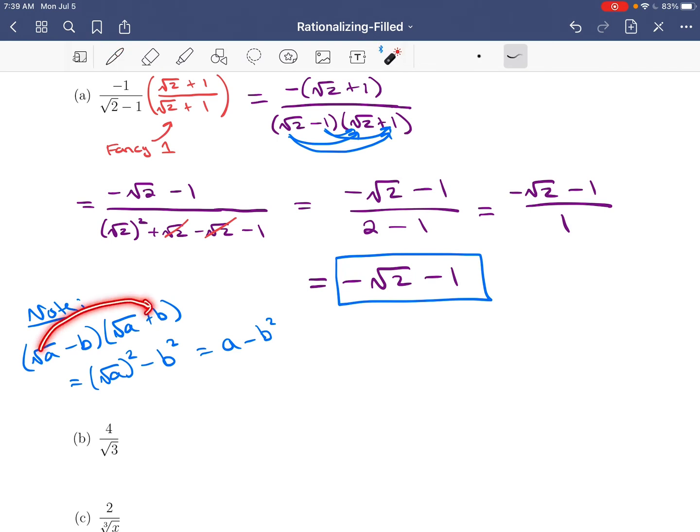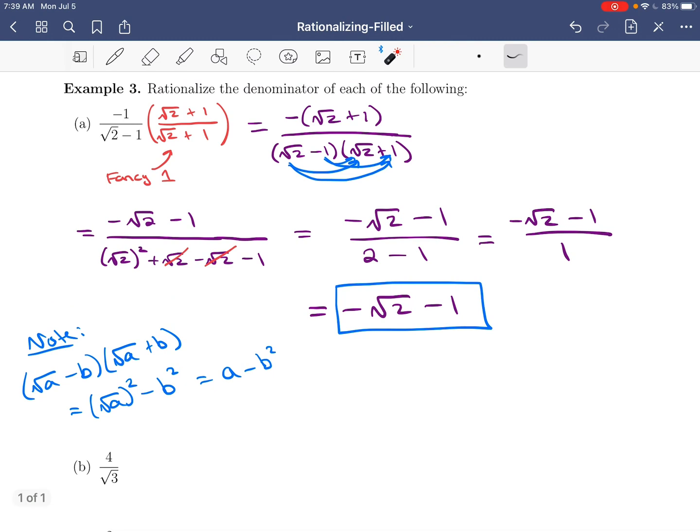So this term is root a plus b, and this term is root a times minus b. So those ones are always going to cancel out. So it's just the first ones minus the last ones is what you're always going to get. So if you don't want to always do the FOIL and you want to remember that, that's okay. But doing the FOIL doesn't take very long.